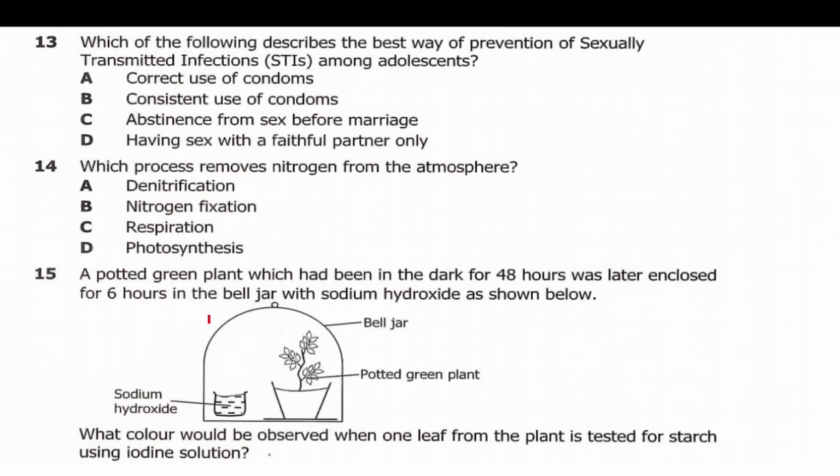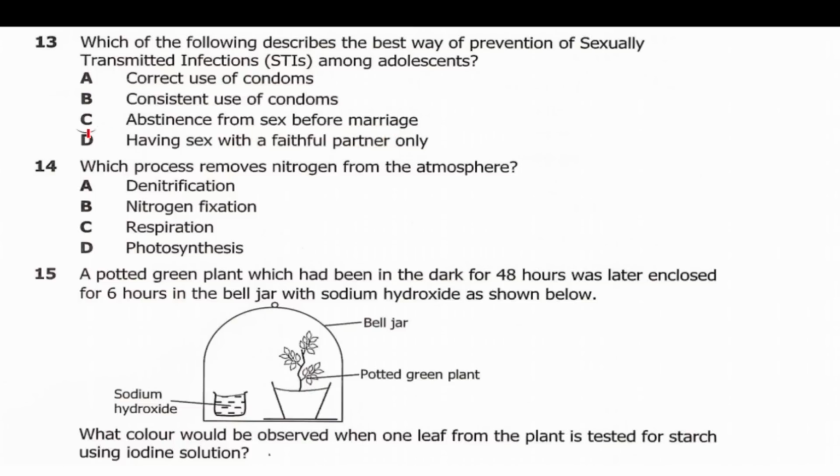So let's go to 13, which reads, which of the following describes the best way of prevention of sexually transmitted infections, STIs, among adolescents? So here the answer should be C. Abstinence from sex before marriage.